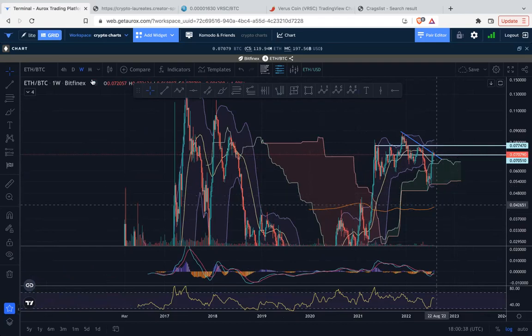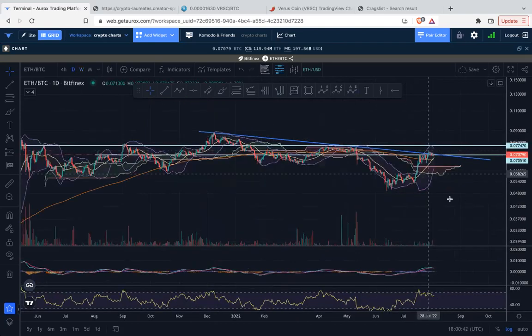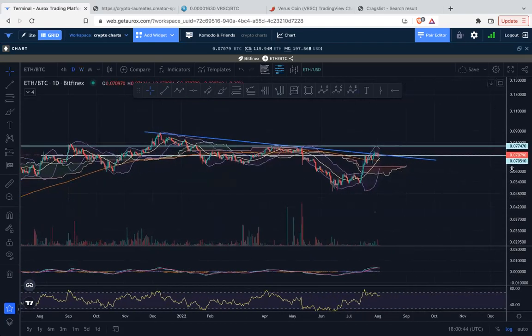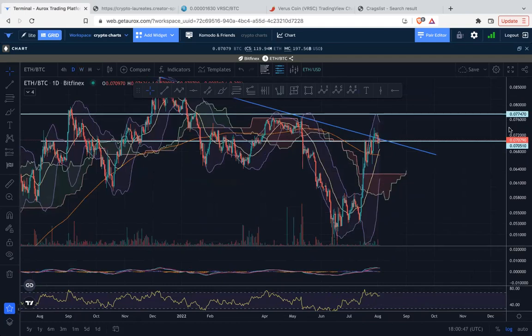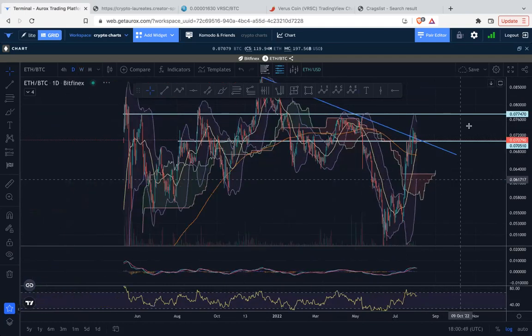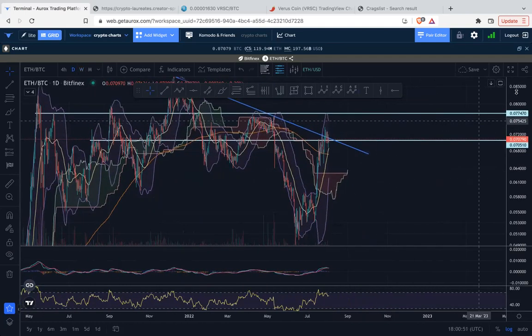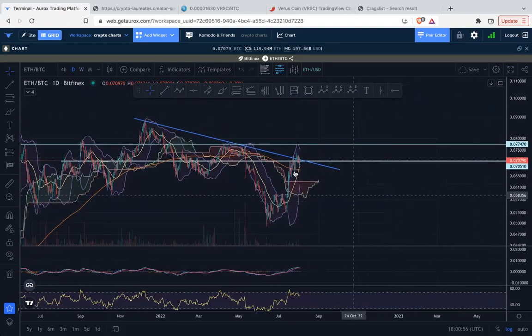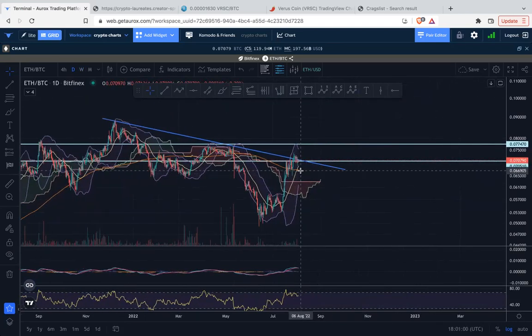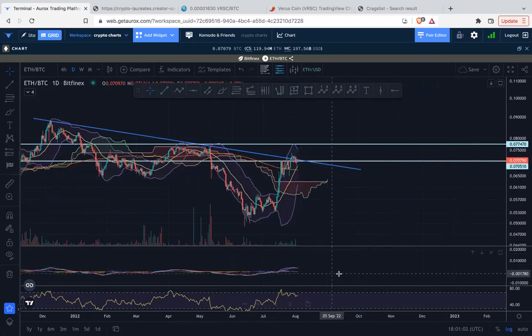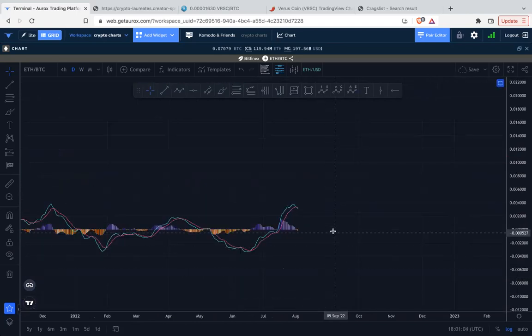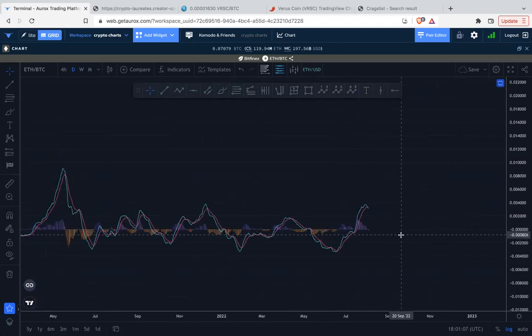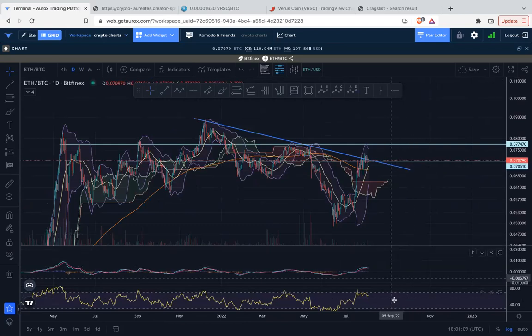And if we take it to the daily on Ethereum, we can see the price is struggling there at that downtrending resistance. It's well above an Ichimoku cloud. You're above the 200-day moving average now. The 20-day moving average has crossed above the 200-day moving average. You're in some negative momentum. How long will that last?